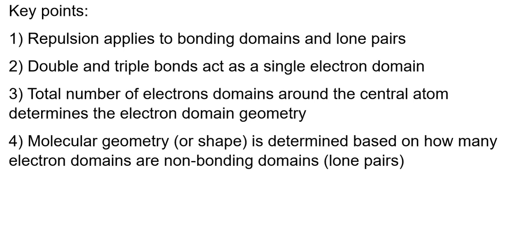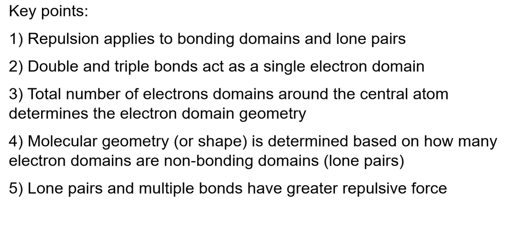Molecular geometry, also known as the shape of the molecule, is based on how many of the electron domains that we've previously counted are actually non-bonding domains, right? These lone pairs. So by figuring out how many electron domains there are, I can figure out how they're oriented in 3D space. And then by figuring out how many of those electron domains are lone pairs, that will then tell me the actual shape of the molecule.